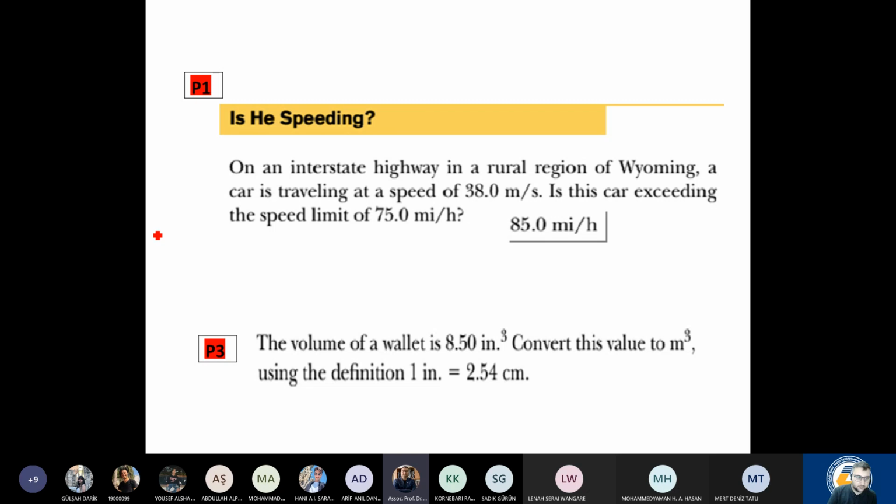For example, this one: on an interstate highway in a rural region of... I think this is an example I solved already, I remember. So we solved this one. Okay, let's look at this one. The volume of a wallet is 8.50 inch cube. Convert this value to meter cube, using the definition that 1 inch is equal to 2.54 centimeter.